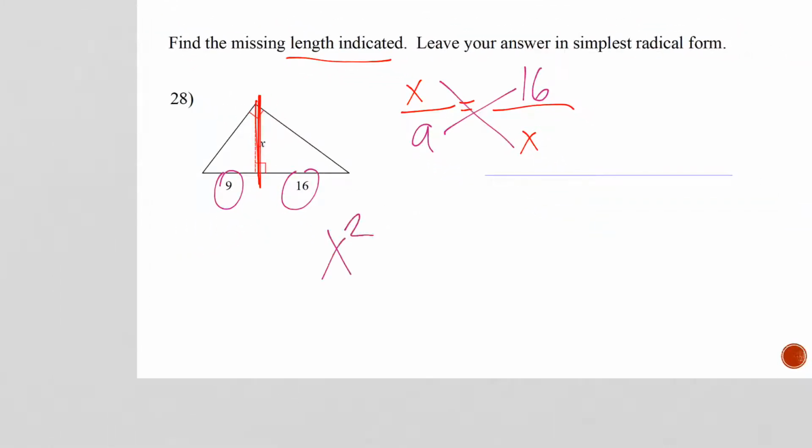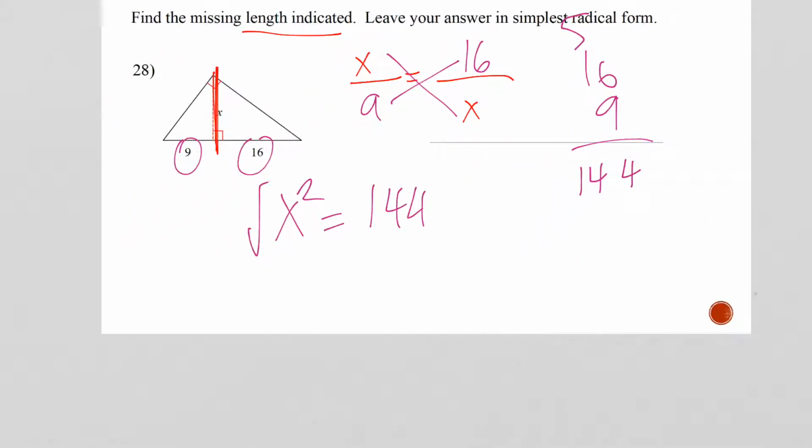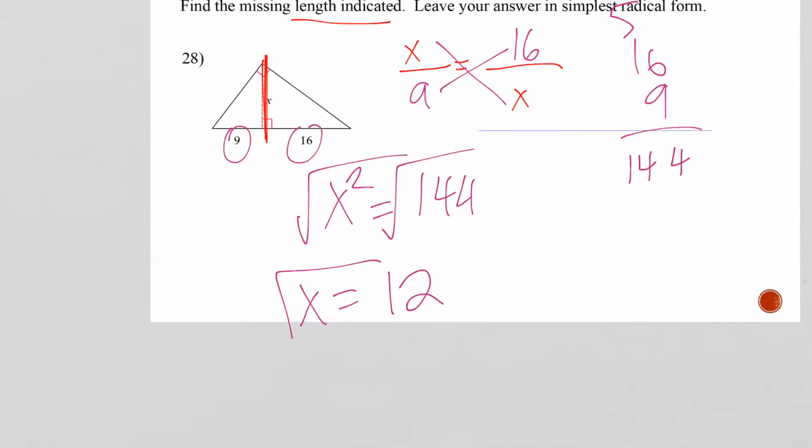So I'm going to get x squared is equal to 16 times 9, which is 144. And when you take the square root of 144, you do get plus or minus 12. But geometric mean tells us that we only use the positive value. So that means that x has to equal 12.